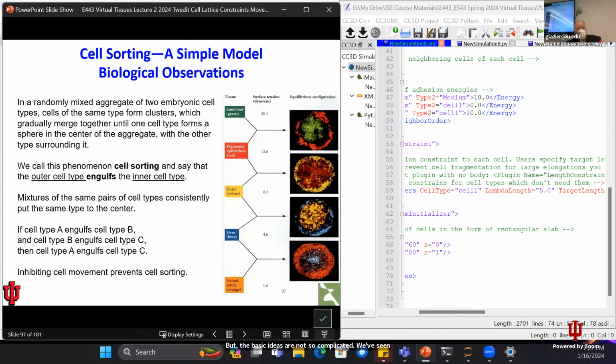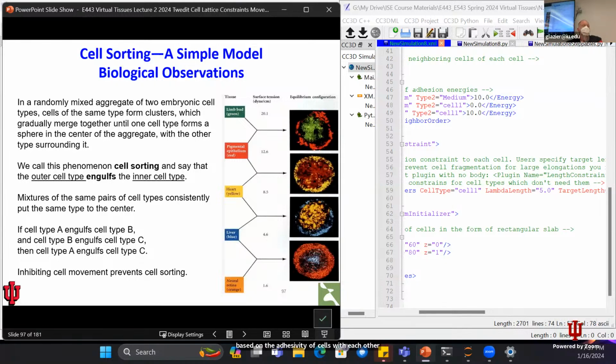Cell sorting is based on a very simple experimental observation, which is that in embryos, you build layered structures. A classic example of this would be the eye, where the pigmented retinal cells and the neural retinal cells form layers. And there's a hypothesis due to the late Malcolm Steinberg, called the differential adhesion hypothesis, that says that the layered architecture of tissues is based on the adhesivity of cells with each other.